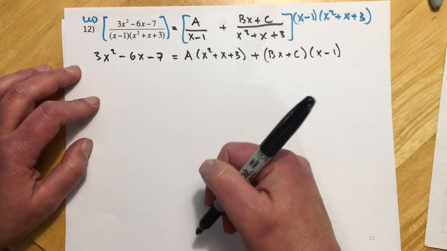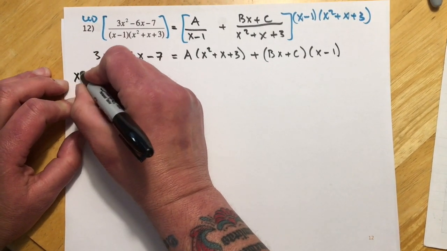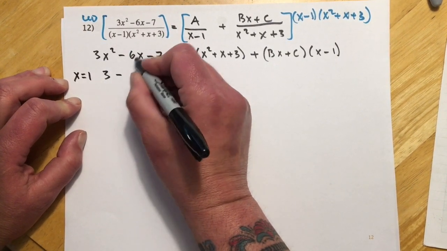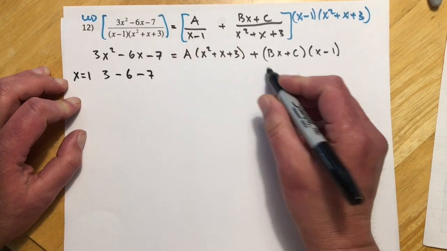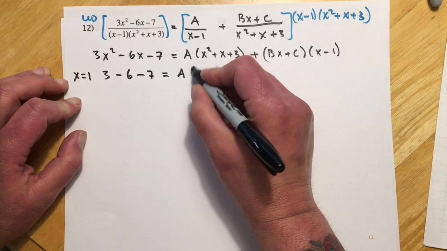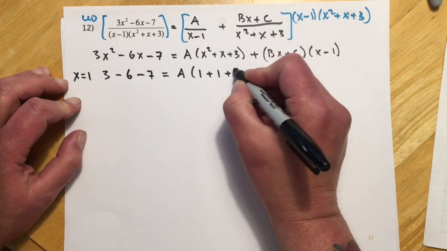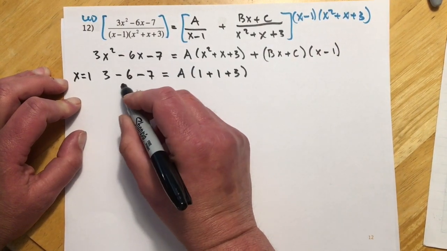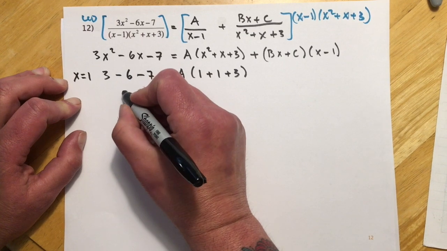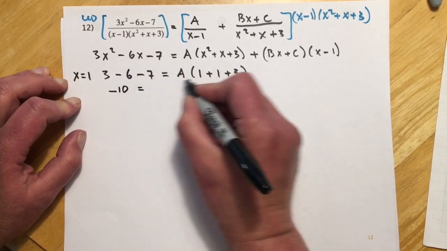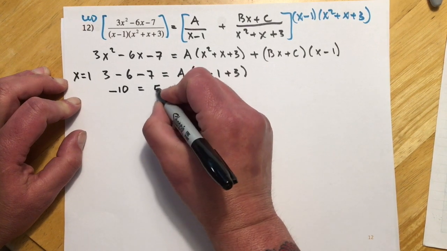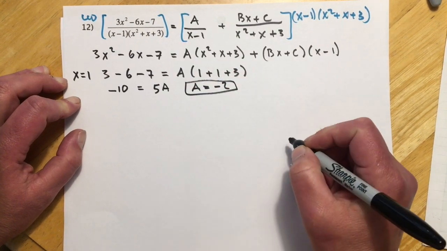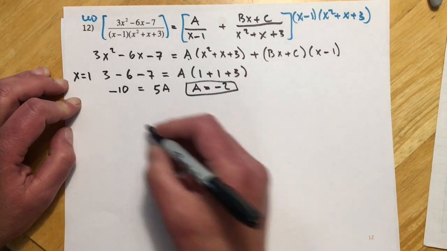And so I only have one zero. I'm going to use it. It's x equals 1. So if x equals 1, this becomes 3 times 1, and then minus 6 times 1, minus 7. And this will be A, and then 1 plus 1 plus 3. And then this 1 minus 1 is 0, so it knocks out these 2. So then this is, let's see, 3 minus 13, so that's going to be negative 10 over here. And on this side, 1, 2, 3, 4, 5, 5A. So it looks like A equals negative 2. And once I have that, I can put it right there for that A.